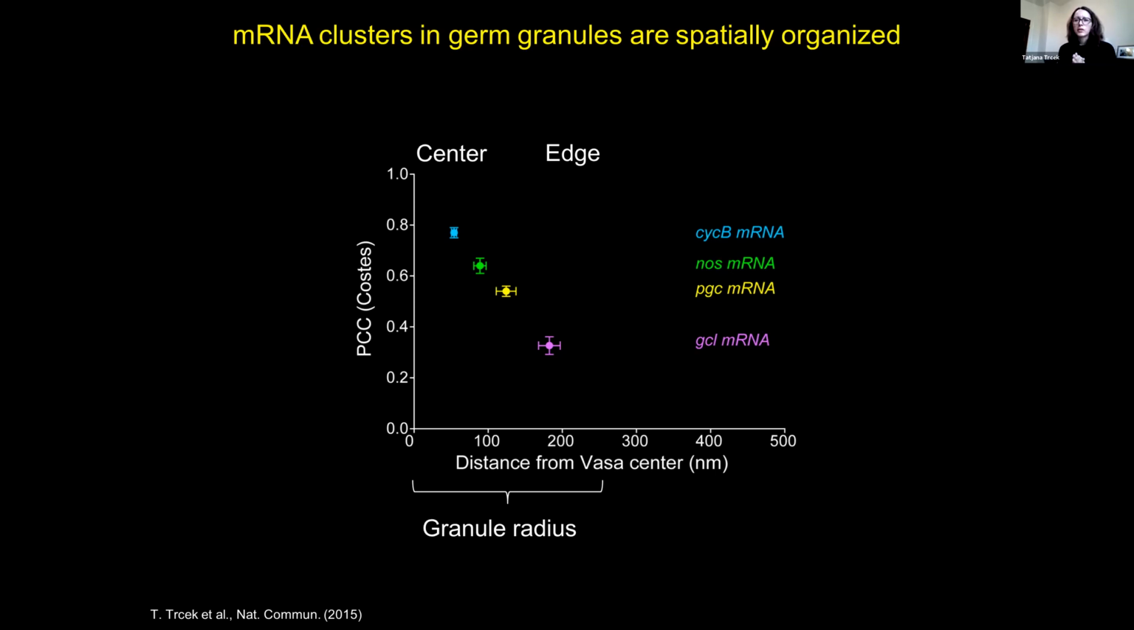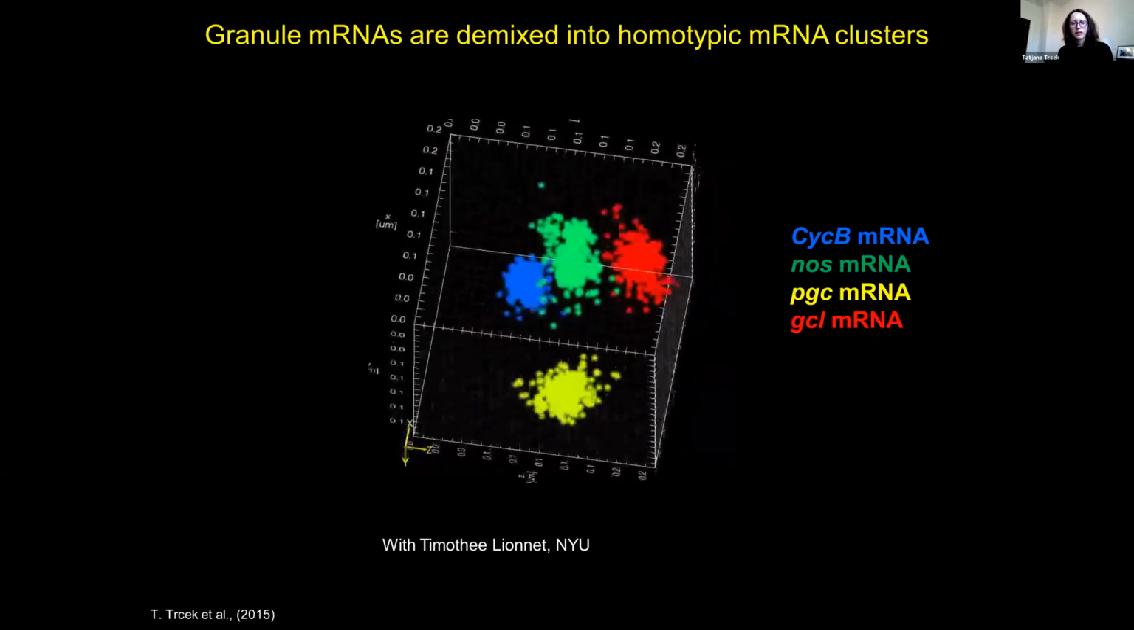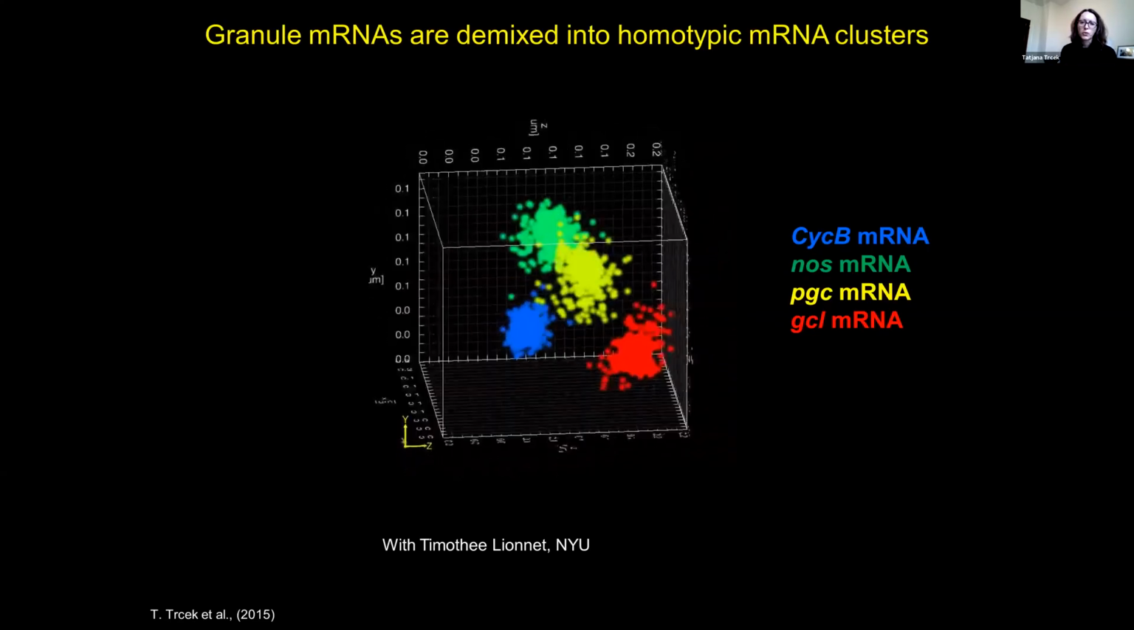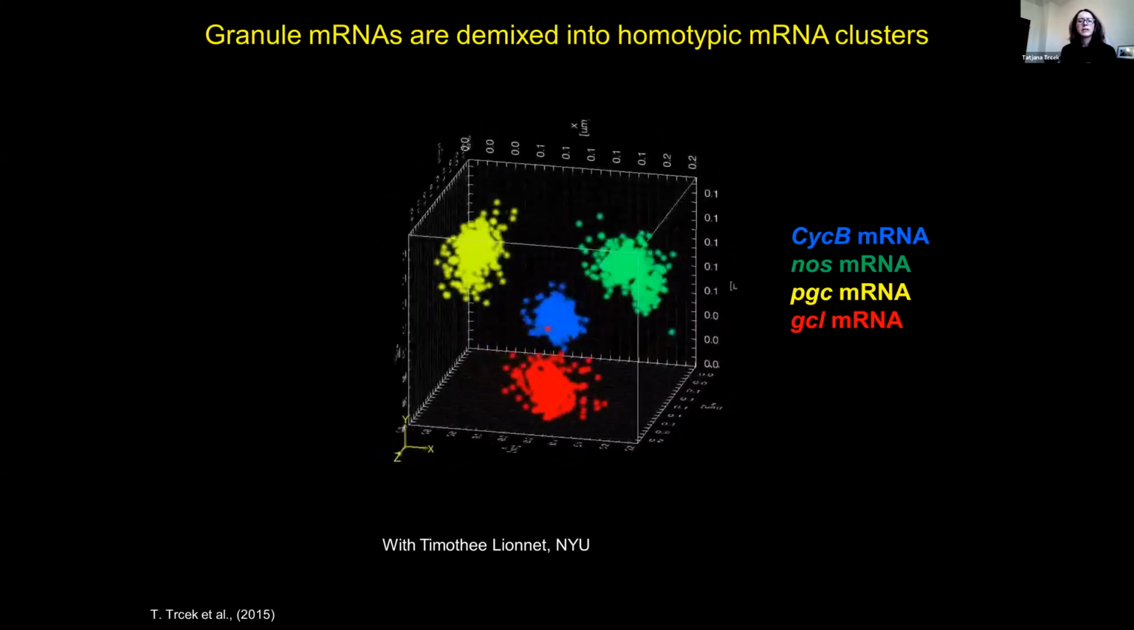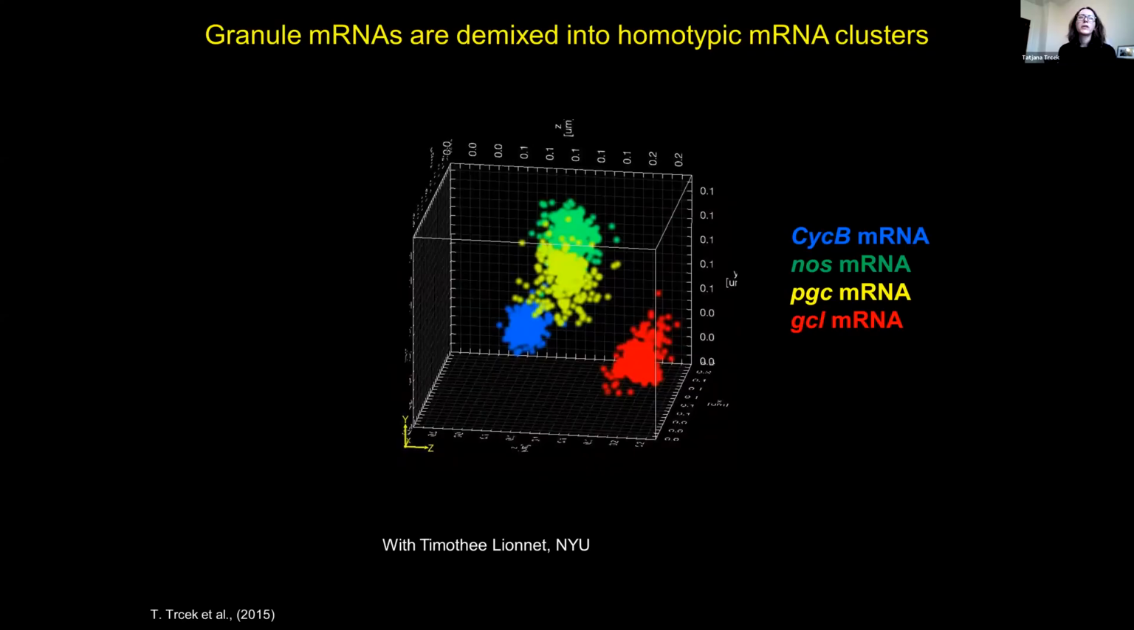We then used the nanometer distances that we obtained when we were measuring distances between individual mRNA clusters and VASA granules, and used triangulation experiments. We've done this together with Timothée Lyonnais at NYU, and we simulated an average three-dimensional structure of the mRNA-bound germ granule. What this experiment really showed us is that indeed these clusters were occupying distinct positions within the granule. These clusters weren't mixing, and therefore they were homotypic in nature.